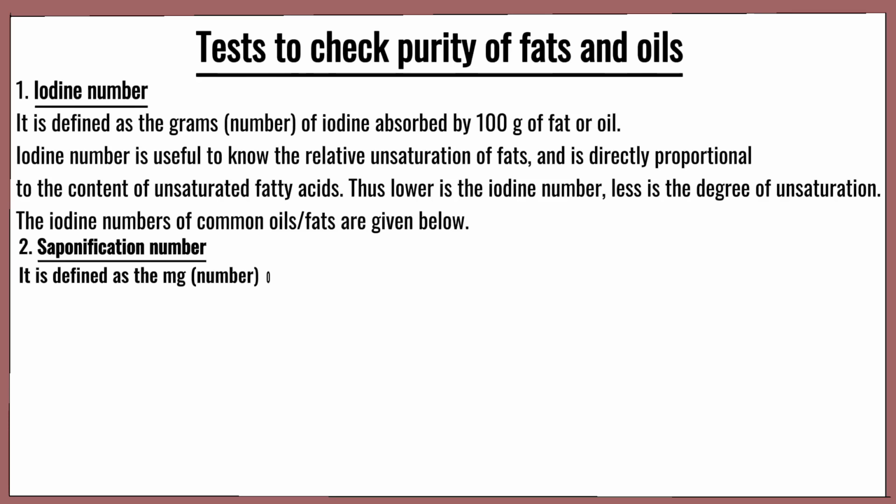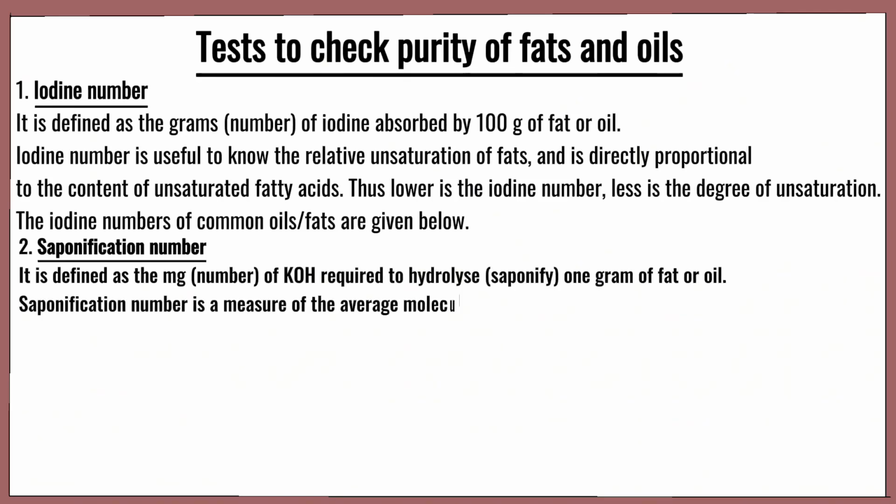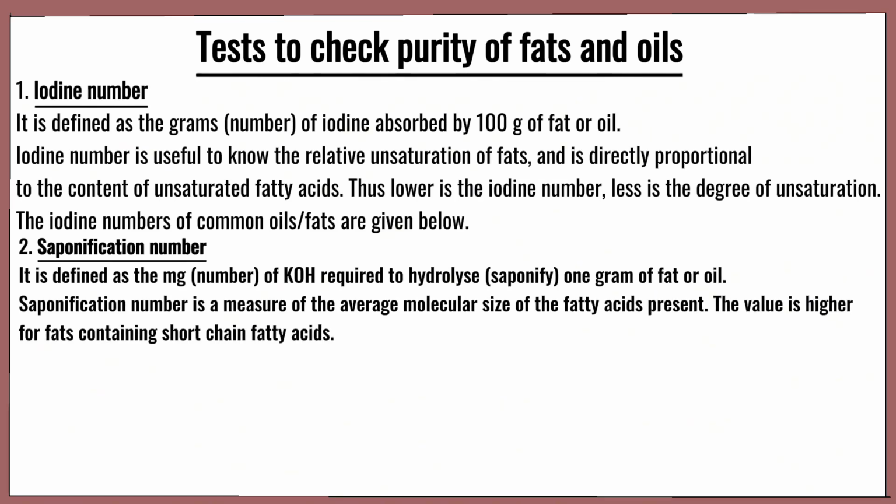2. Saponification number. It is defined as the number of milligrams of potassium hydroxide that is required to hydrolyze 1 gram of fat or oil. Saponification number is the measure of the average molecular size of fatty acids present. The value is higher for fats containing short-chain fatty acids. The saponification numbers of a few fats and oils are given below.